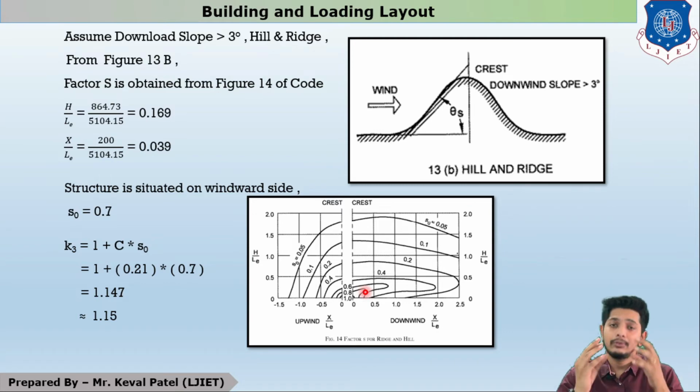Whenever you take any value from the graphs of any IS code, there might be variations in values by individual students. Some students take 0.6 value, some students can take 0.7 value, some can take even 0.8 value, but it should be in a proper range, otherwise your marks will be cut. So let us move further. Here 0.7 is taken as S0. Now I can find out K3 as 1 plus C into S0. C is 0.21, S0 is 0.7, K3 I got is 1.147, and I will make it a total figure of 1.15. So I have K1, K2 and K3.